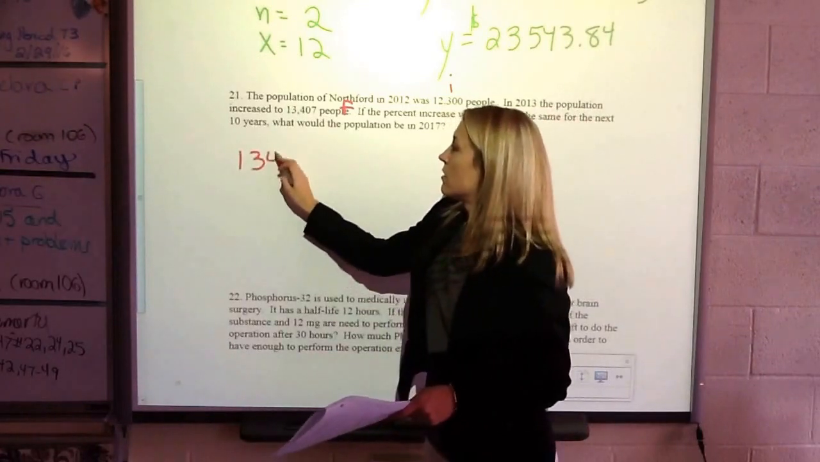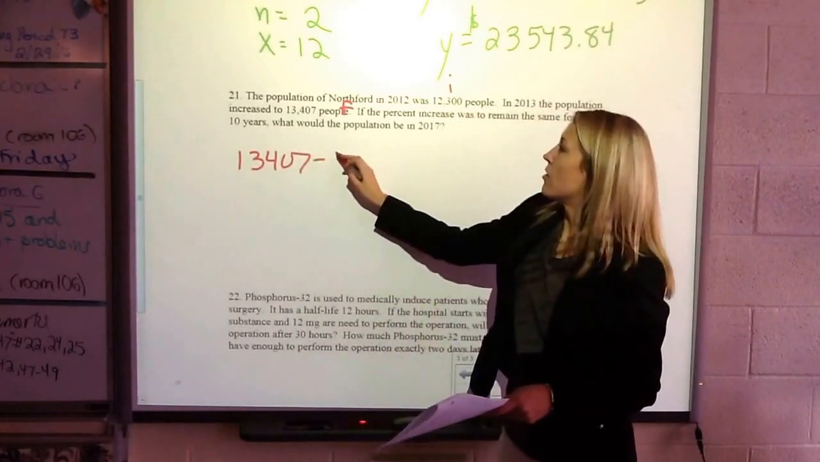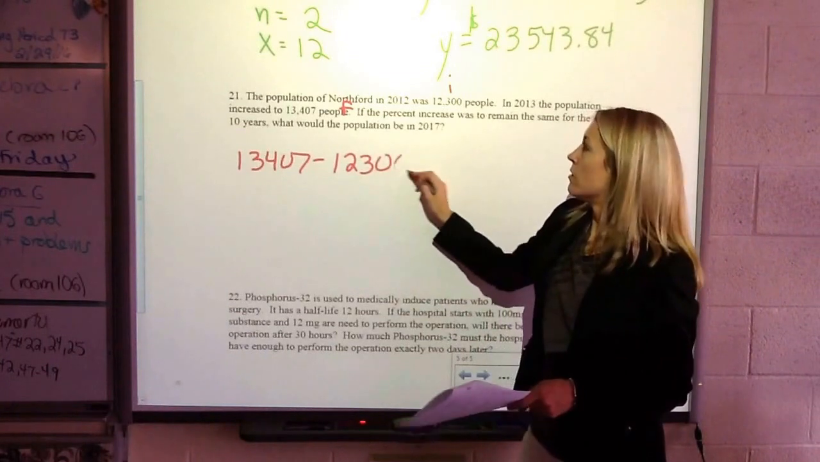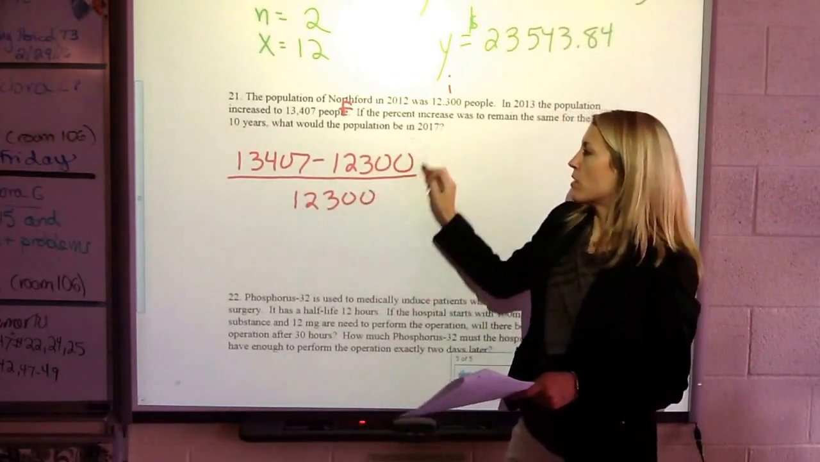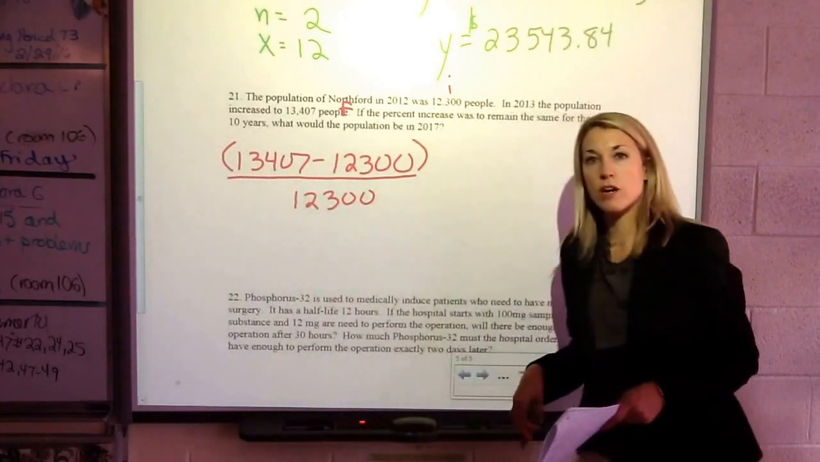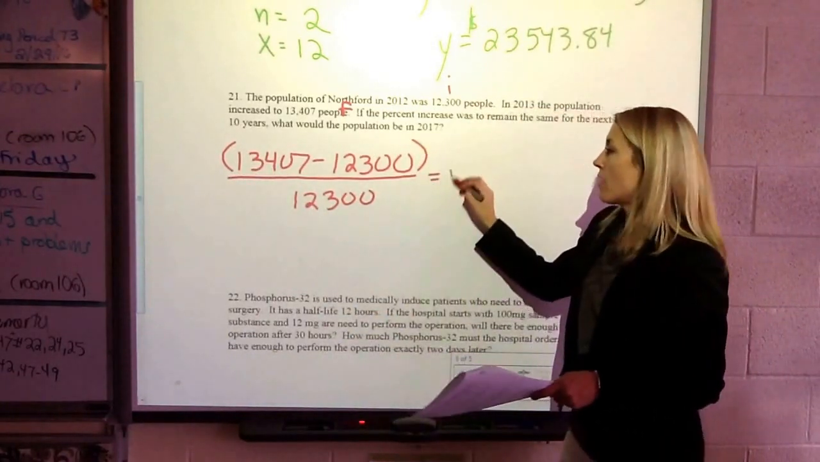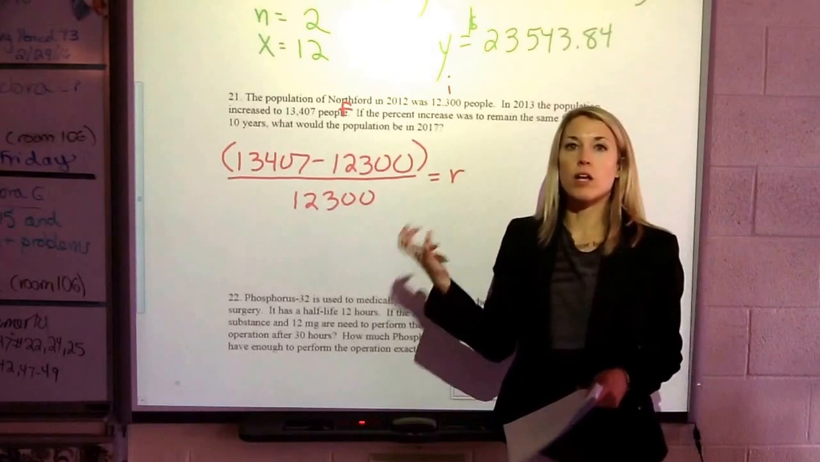Final minus initial divided by initial. When you plug this in, you do have to put parentheses there if you're going to do it in one step. That'll give you your rate, and then you can plug that rate in.